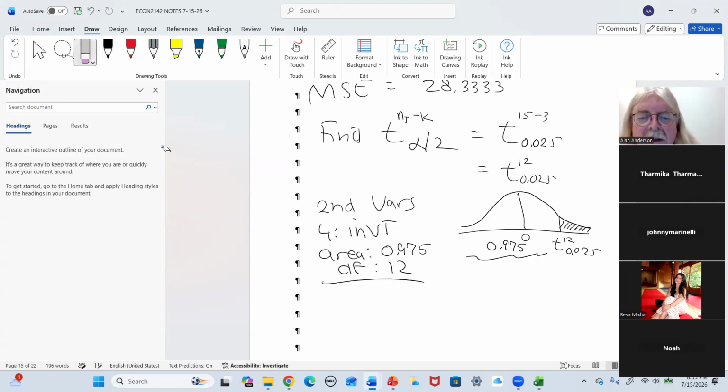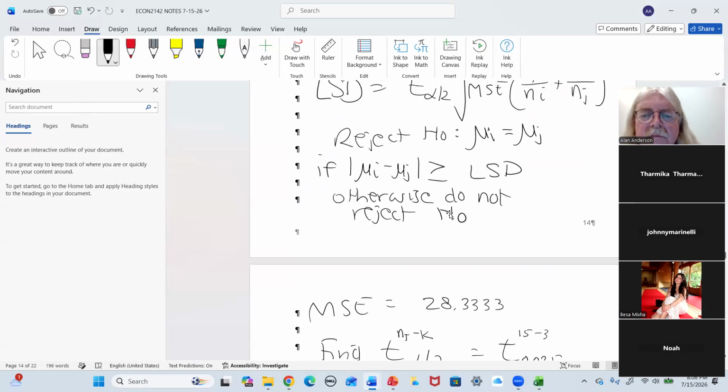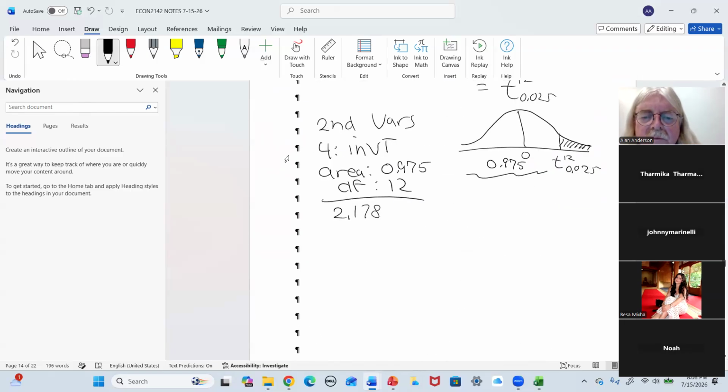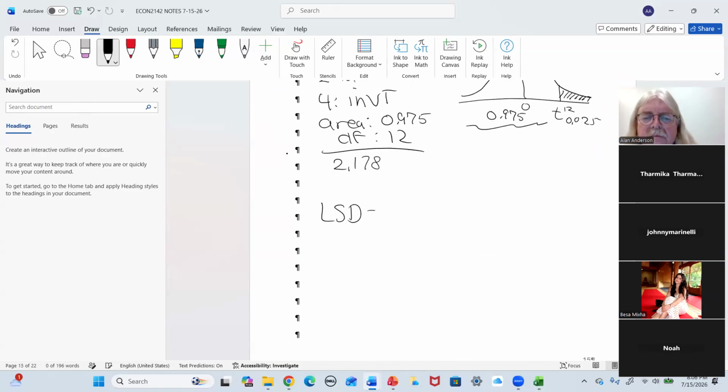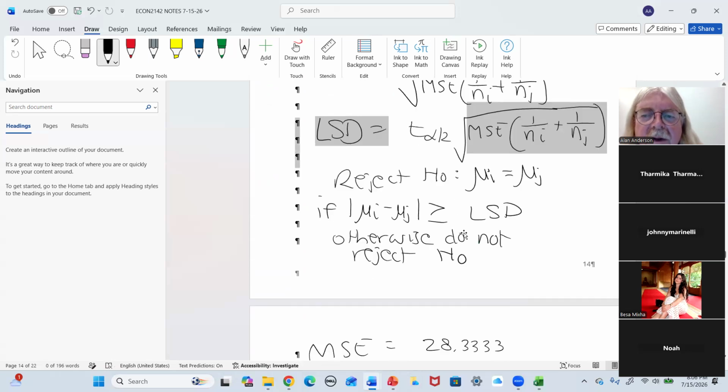Let's try that again on the calculator. Yeah, 2.178. That's much better. So what else do we need to know? So it's t alpha over 2 times the square root of MSE.